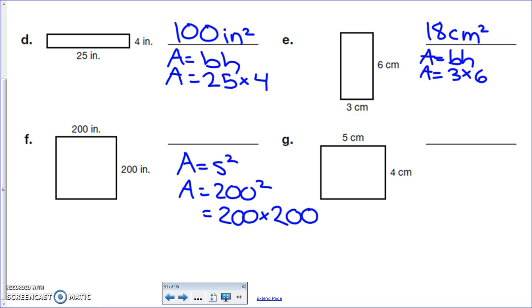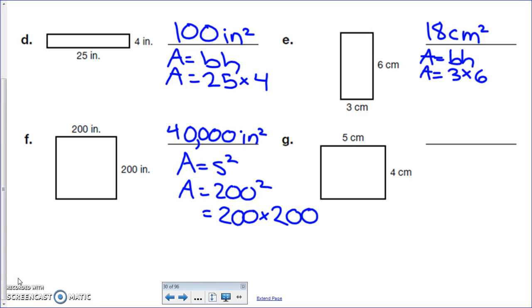And then we know for multiplying 200 by 200, we know 2 times 2 is 4, and then we're going to follow it with 4 zeros from the two factors. And then it's really important to put your unit on the end, so we end up with 40,000 inches squared.